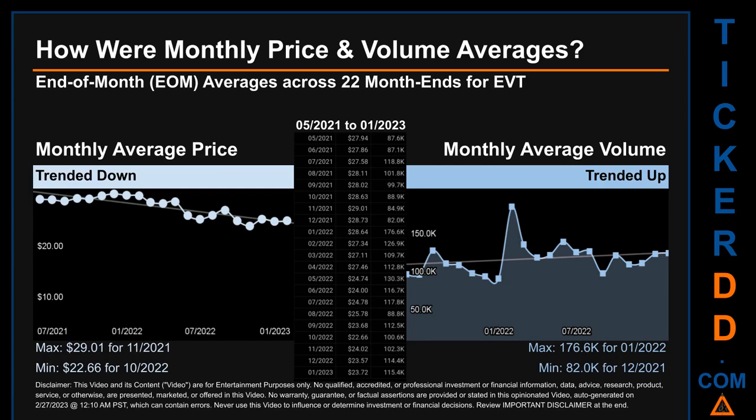The maximum end of month average price was $29.01 for 11/2021, while the minimum was $22.66 for 10/2022. Looking at volume, 01/2022 and 12/2021 respectively saw the highest and lowest monthly average volume at 176.6 thousand and 82,000.